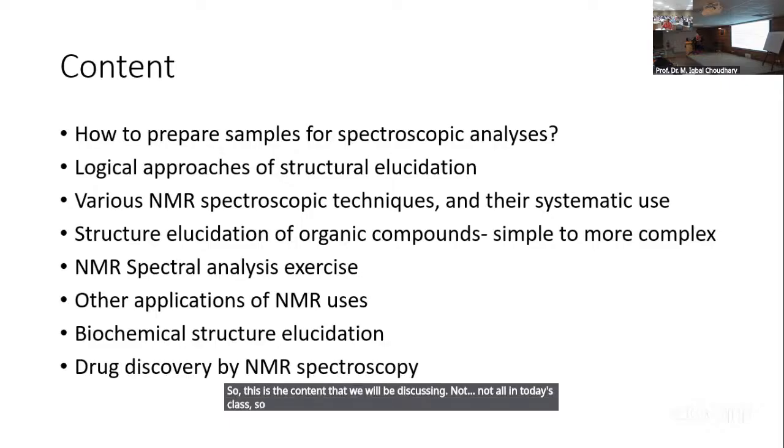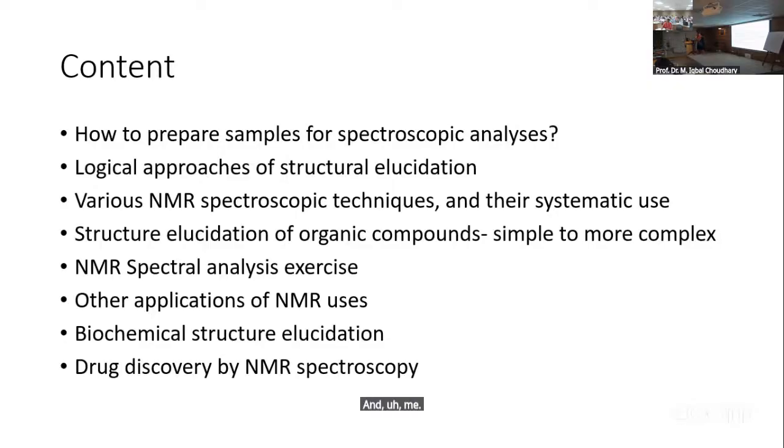Dr. Iqbal will be discussing the theory of NMR spectroscopy, and me, Dr. Sumaira, and Dr. Humaira will be discussing with you the practical aspects of NMR spectroscopy.